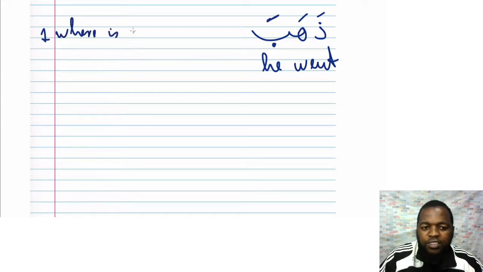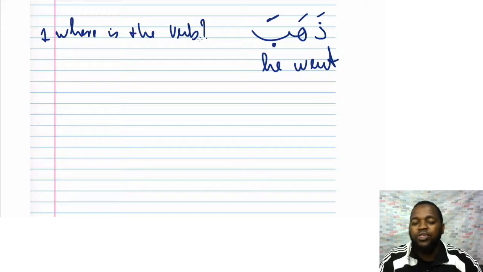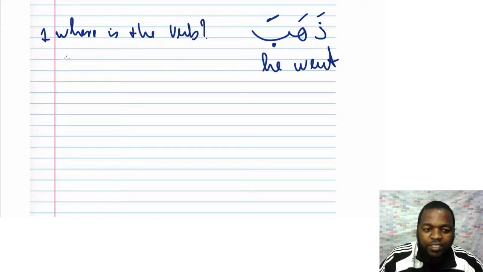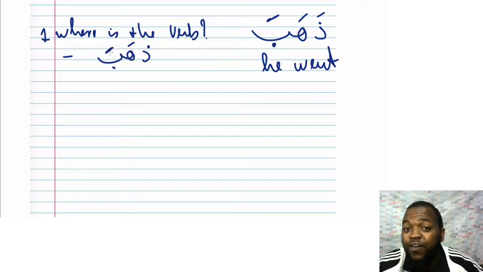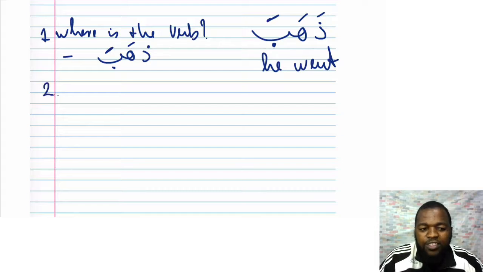Where is the verb? And my answer is simple. The verb is dhahaba. Great. We have identified the verb. What is the second point? Where is the subject?